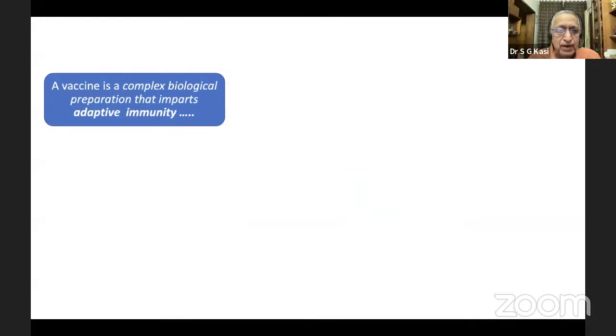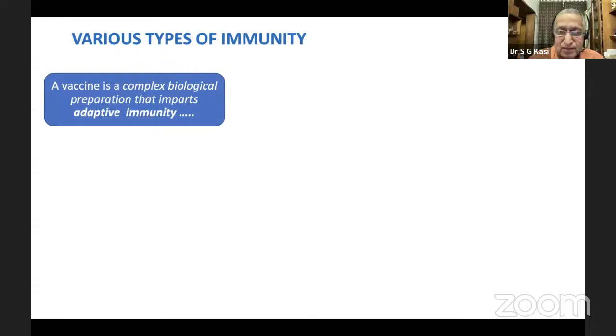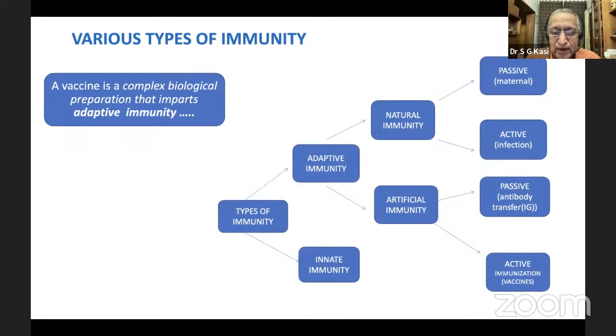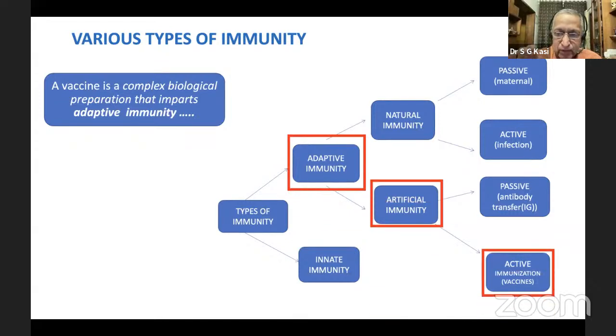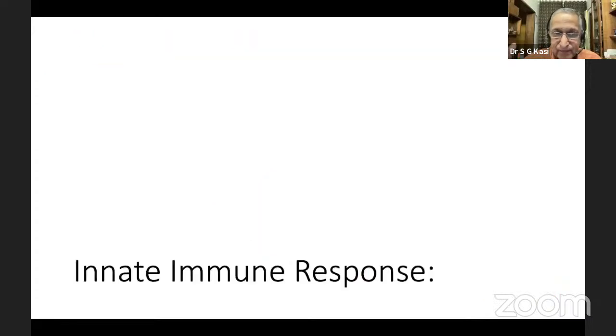So as I said, it imparts adaptive immunity. So what are the types of immunity? We have adaptive and we have innate. Adaptive immunity, we have natural and artificial. Natural can be passive or active. Artificial also can be passive or active. A vaccine imparts adaptive, artificial, active immunity. But in modern vaccinology, there is a tendency to exploit innate immunity. So nowadays we are looking at vaccines where even the innate immunity is being looked at as a very potential target to get a good vaccine.